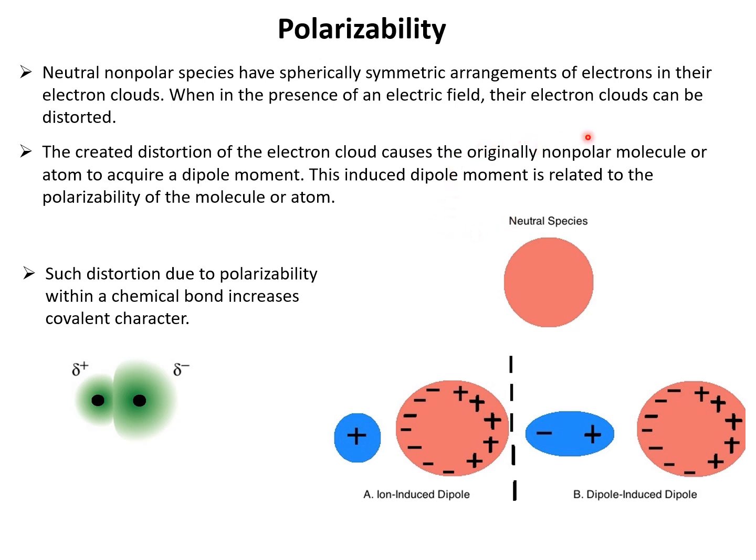Neutral nonpolar species have spherically symmetric arrangements of electrons in their electron clouds. When in the presence of an electric field, their electron cloud will be distorted. The created distortion of the electron cloud causes an originally nonpolar molecule or atom to acquire a dipole moment. This induced dipole moment is related to the polarizability of the molecule or atom.